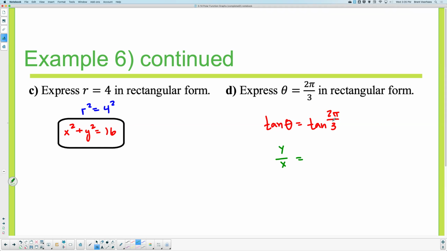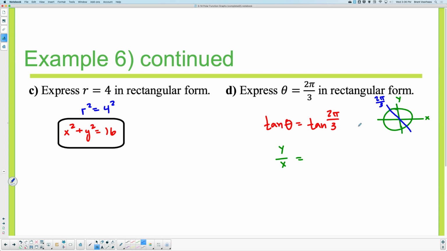That if you use your hand trick, you bend. 2 pi over 3, by the way, is in the second quadrant, just as a reminder. 2 pi over 3 is in the second quadrant, which means tangent would have a negative slope. This is going to be a negative value. 2 pi over 3 is here in the second quadrant, so it will be a negative tangent value.